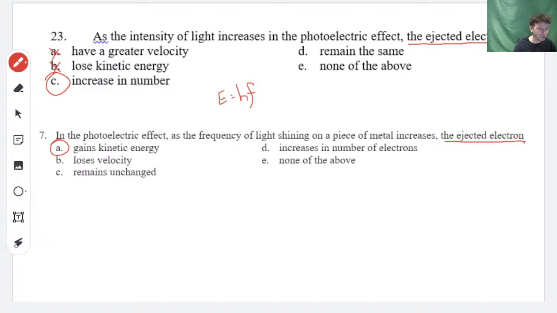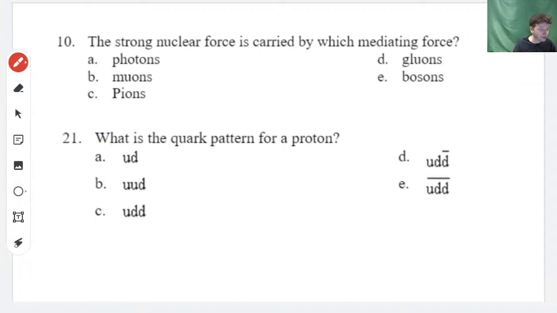Okay. We've got about 4 more questions. We've done a lot of multiple choice practice. These two you just kind of have to know. The strong nuclear force is carried by which mediating force?